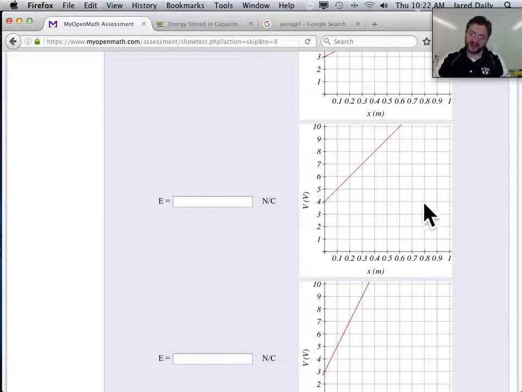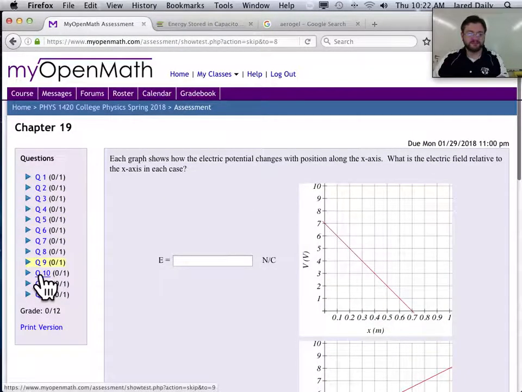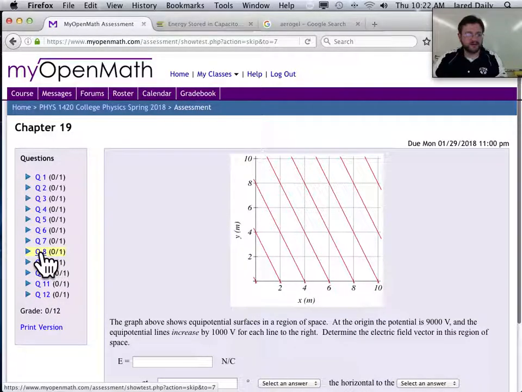So you're just calculating the slope to get the electric field in each one. Yep, that's all it is. That is the correct way to do that.